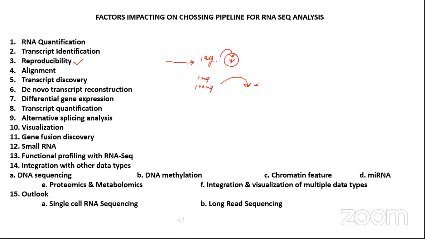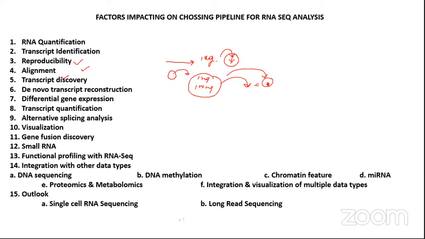So there are two ways to do it. Either take a larger amount of sample, or if the starting material is a constraint, then we have to generate more data so that we will be able to see our lowly expressed genes. Transcript identification goes with both things, RNA quantification and identification.